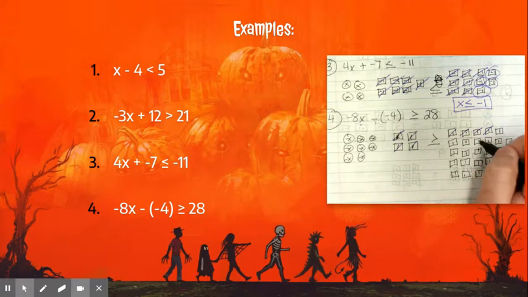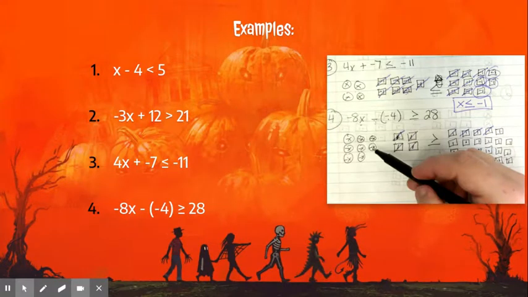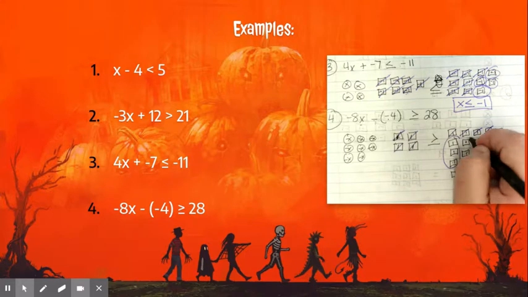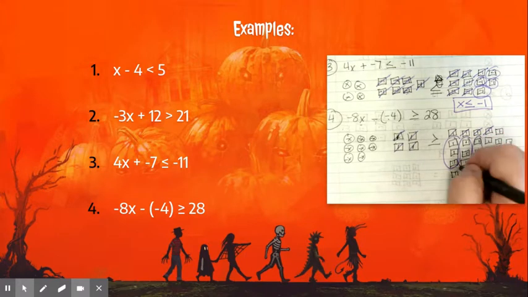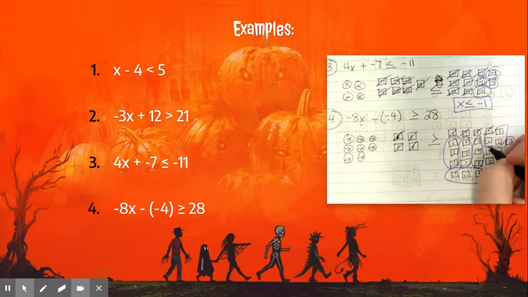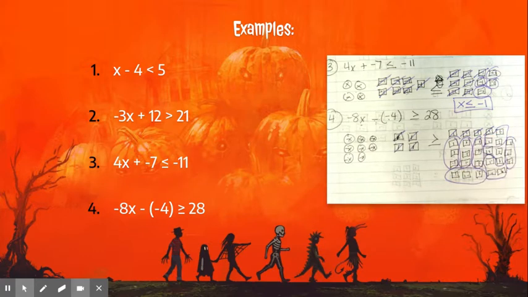1, 2, 3, 4, 5, 6, 7, 8, 9, 10, 11, 12, 13, 14, 15, 16, 17, 18, 19, 20, 21, 22, 23, 24. So how many times does 8 go into 24? 3. I make groups of 3, and that's 1, 2, 3, 4, 5, 6, 7, 8 groups. So it's negative x equals 3.